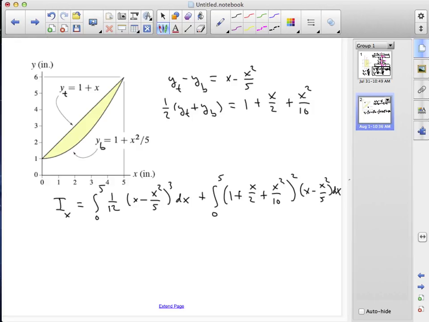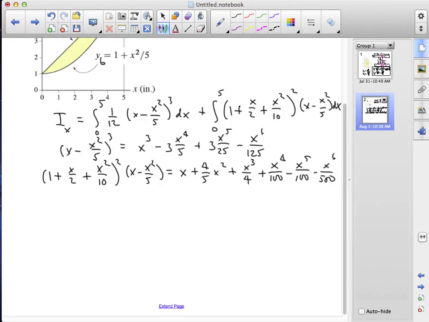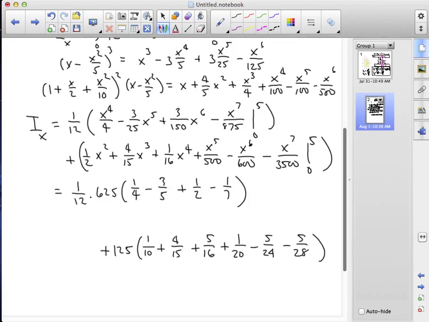If we multiply these things out, what we find are the following results. X minus x squared over 5 cubed can be expanded as this expression, which you may want to confirm for yourself. The expression in the second integral can be written as this polynomial. Evaluating those integrals, we get the following two terms. Evaluating the results, we get these two contributions.